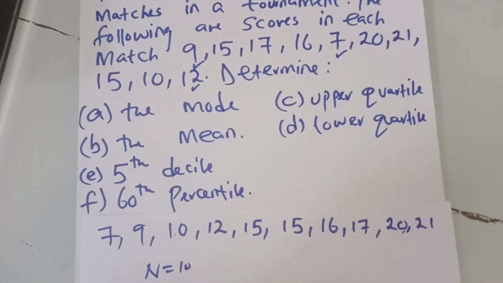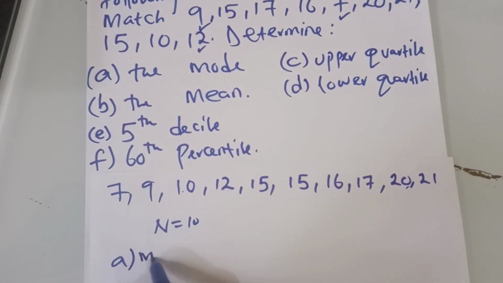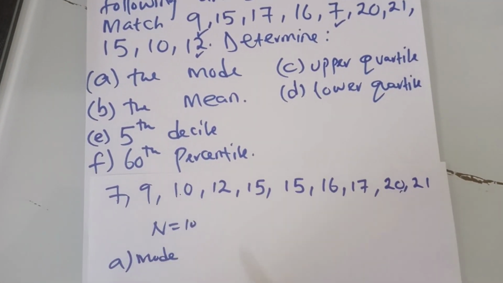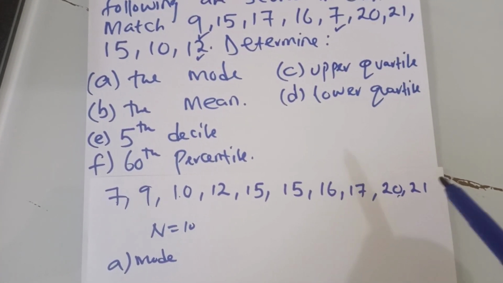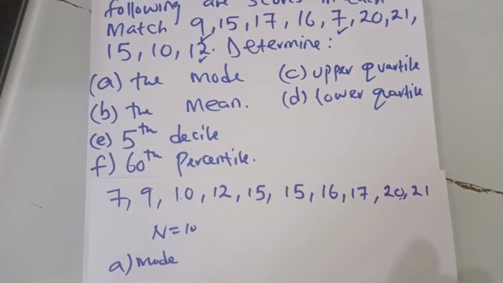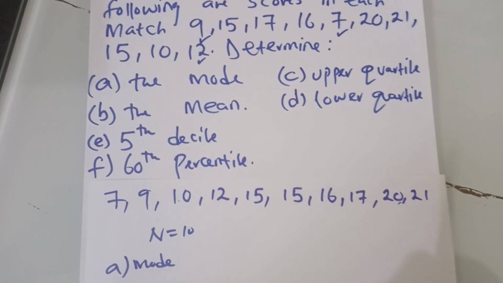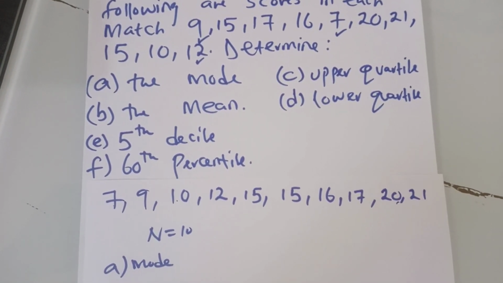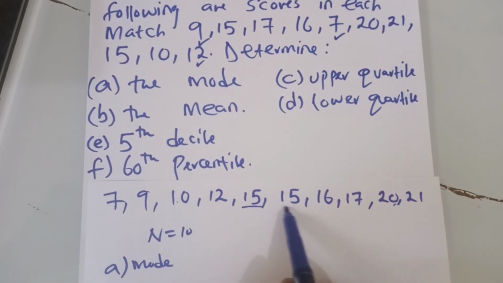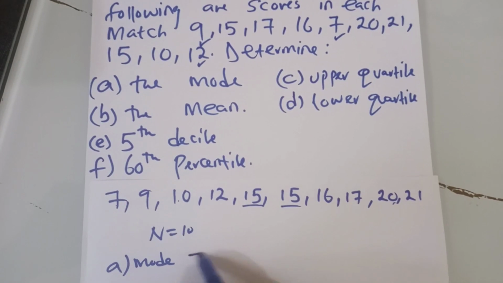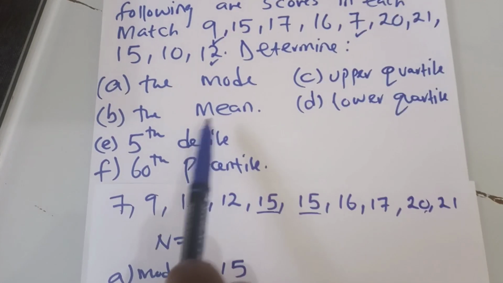And now we can get the mode. The mode is the most repeated value in a set of data. For this case, this is an ungrouped data. So the mode therefore will be 15. 15 has been repeated a number of times. So therefore 15 will be the mode of this data. It is repeated twice, as you can see, and therefore it has been repeated most of the time.